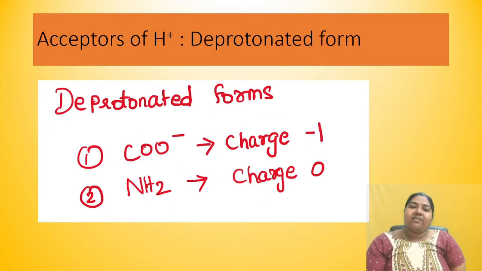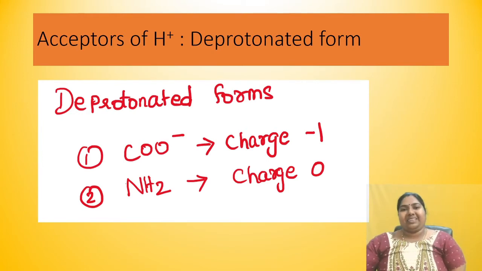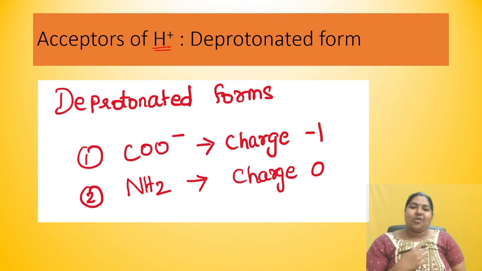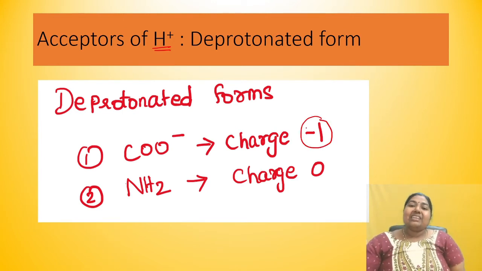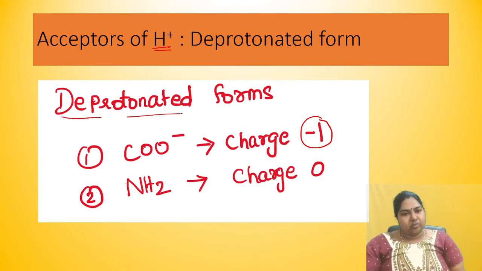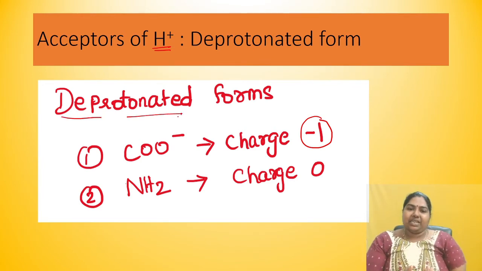Likewise, you have the acceptors of H plus. If you are a donor, you are regarded as plus; if you are accepting something, that becomes minus. These forms are called deprotonated forms. Deprotonation means removal of the H plus. Without H plus is what is called deprotonated.